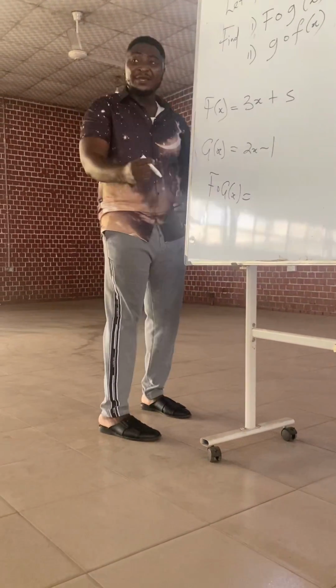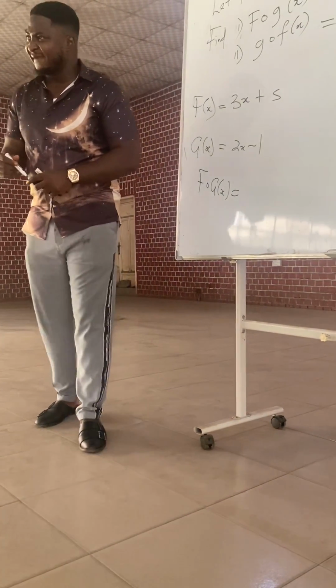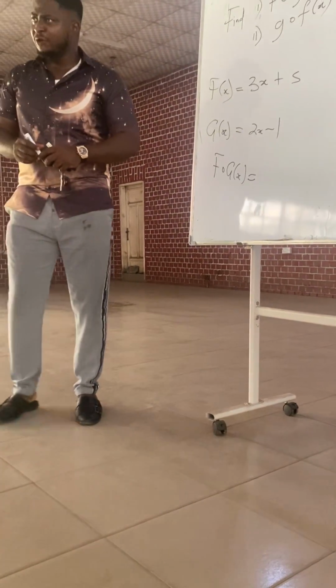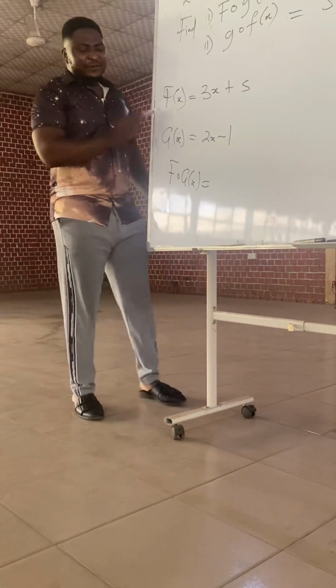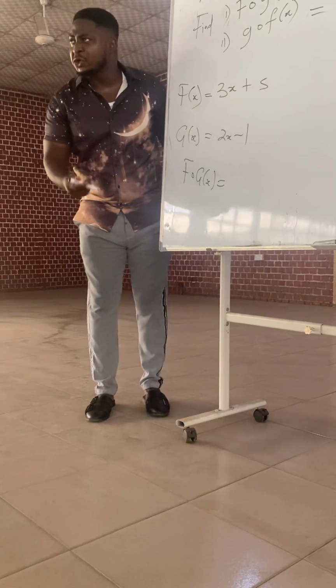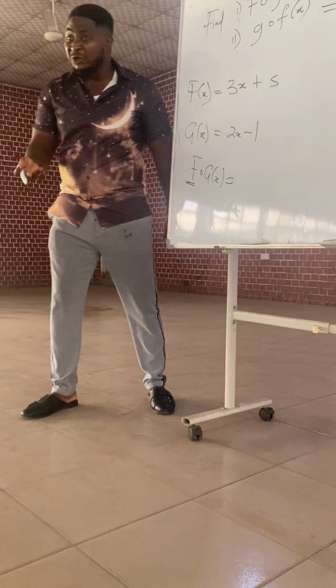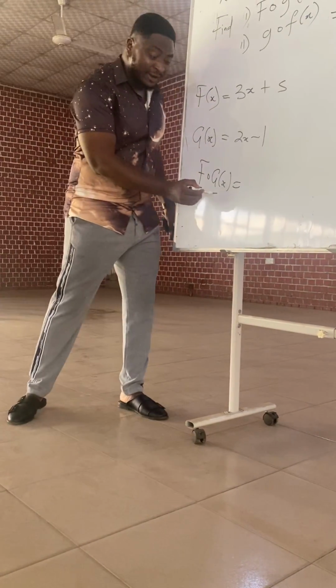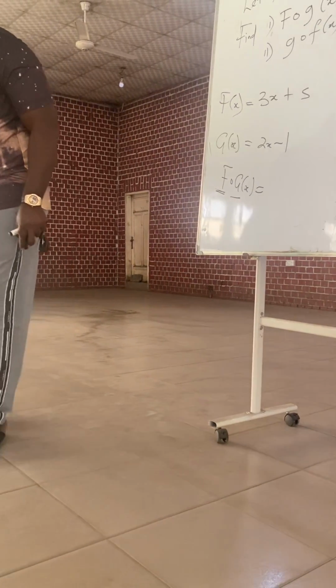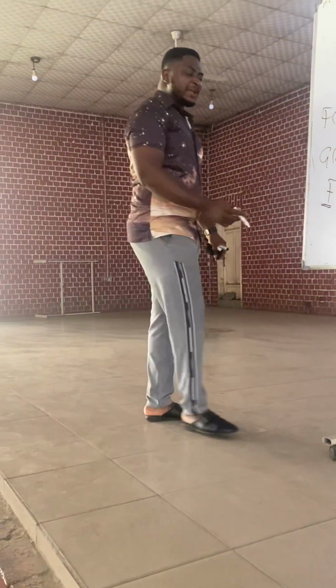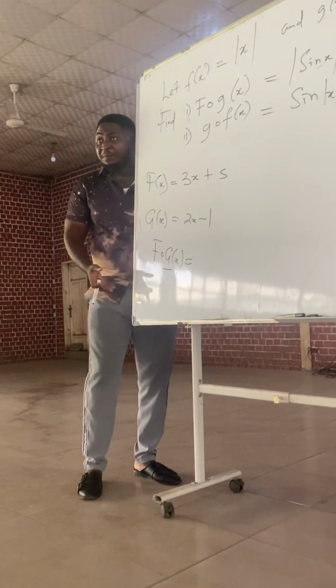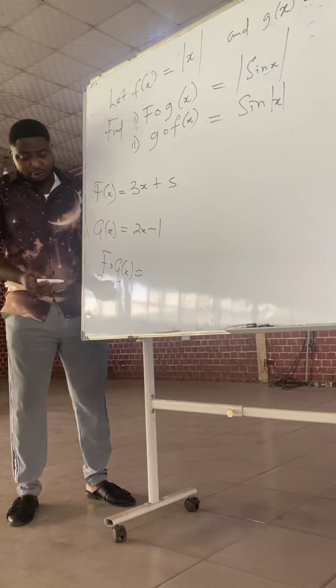Class, remember the topic. This topic is under composition of what? Composition of function. Follow me. F of g of x. Class, anytime they ask you composition of a function, the first function mentioned is the primary function, and the second function mentioned is the secondary function. The primary function is the one carrying the secondary function.